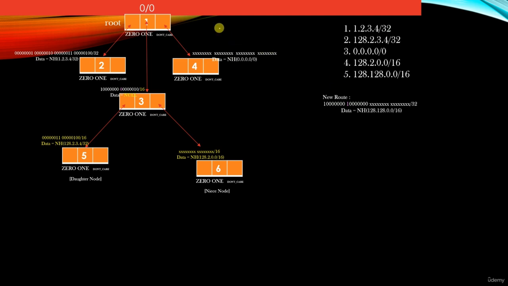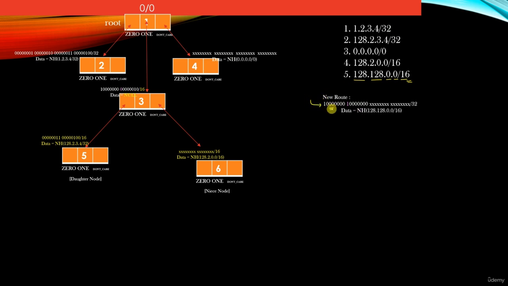So far our M-trie data structure has taken the following shape, as you can see on the screen. And now the next route that we are going to insert is route number 5. So we will insert the route 128.128.0.0 and the mask value is 16. Obviously we will convert this route into its effective prefix form.